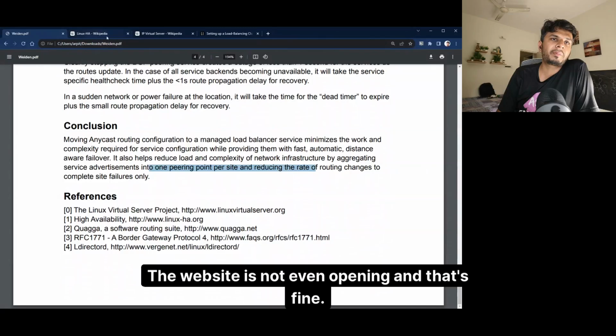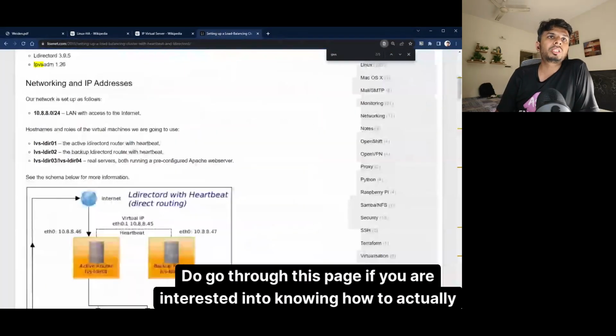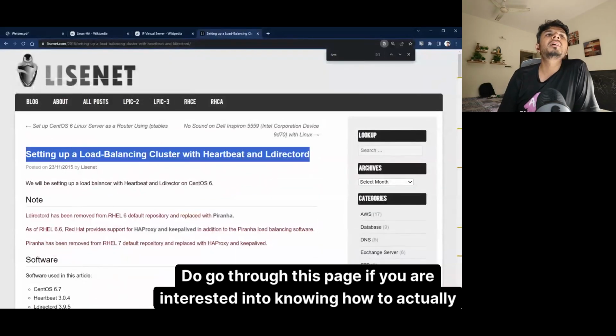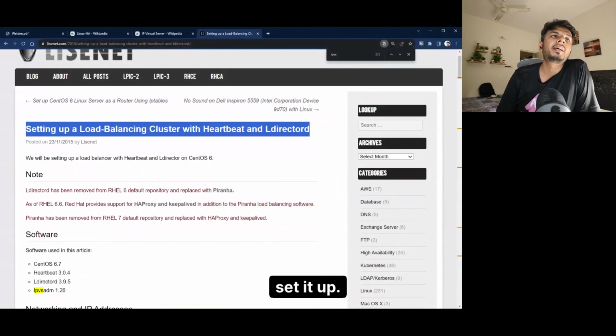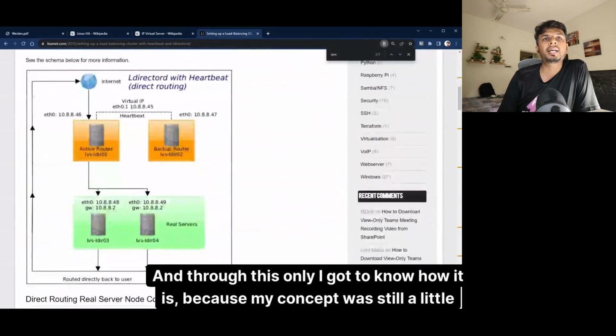And references. These are references. The website is not even opening, but that's fine. A few interesting things. Do go through this page if you are interested in knowing how to actually set it up: setting up a load balancing cluster with Heartbeat and LDirectord. Through this only I got to know how it is called, because my concept was still a little hazy.